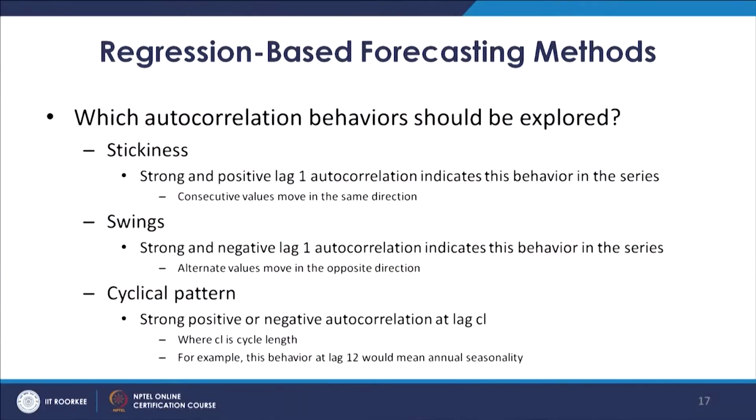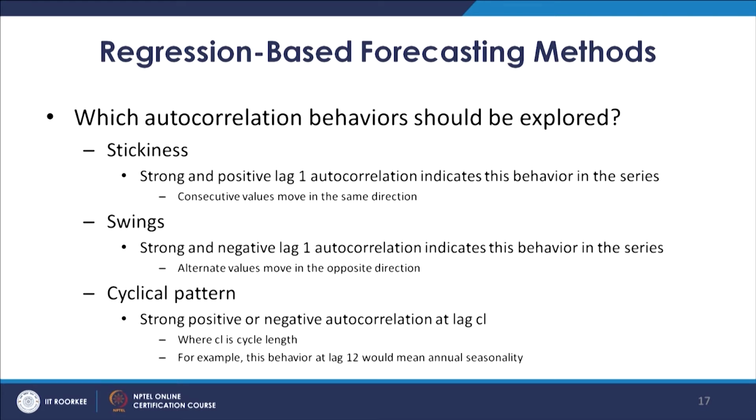So in the data set that we are using, the time series that we are analyzing, we had positive lag 1 autocorrelation. So probably stickiness is the behavior that is being exhibited by this riders data set, and not this kind of behavior swing. The third one is the cyclical pattern.